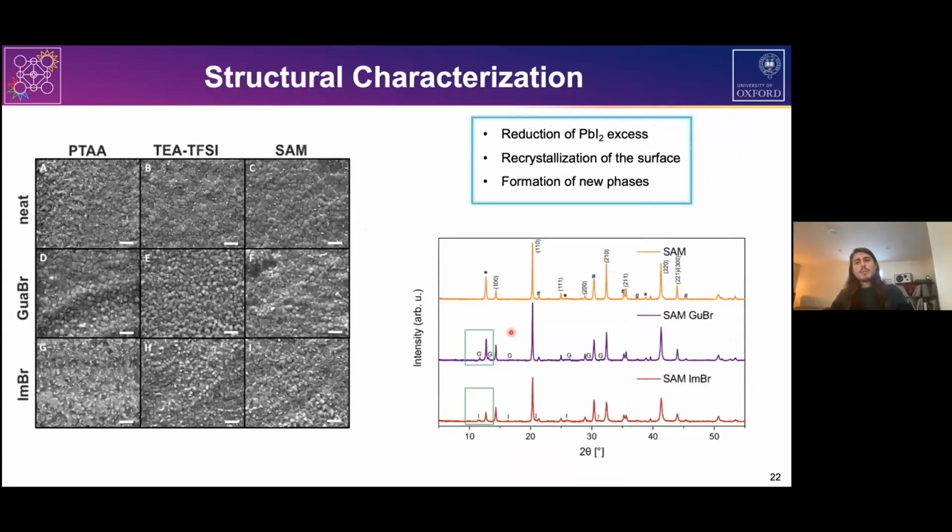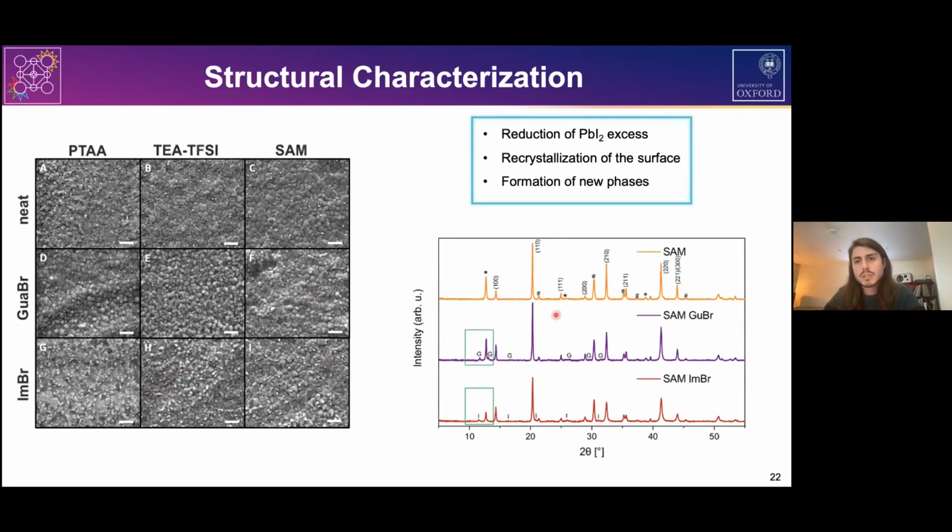So now we went on to characterize all these different device optimizations. And first of all, from just looking at the SEM, we can see that the perovskite, when it's been coated on top of TA-TFSI or SAM, already presents a better morphology. But most importantly, when we look at the top view SEM of when we treat the perovskite with guanidinium bromide or imidazolium bromide, we see a clear sort of recrystallization of the surface. So we are really modifying something at the perovskite when we spin coat these molecules on top.